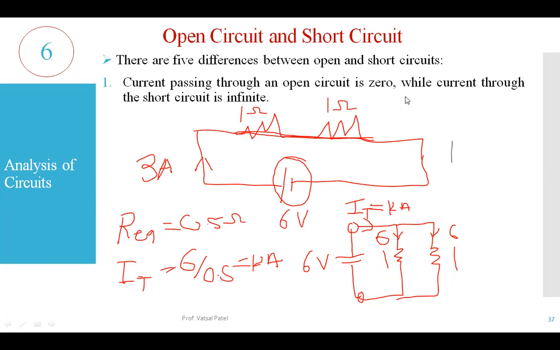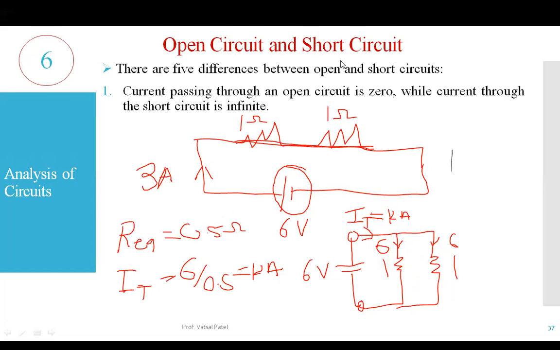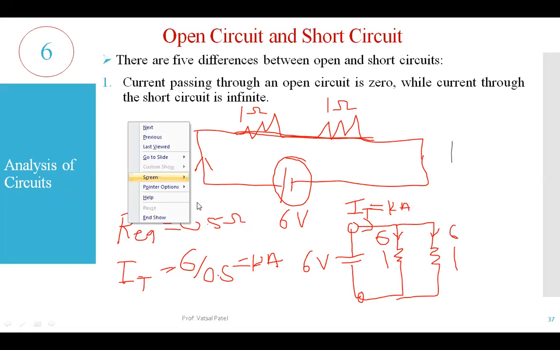So you can say that if you have short circuited both of the resistance, because of the internal resistance of the source, it will be flowing infinite values of the current. Understood? The source has some internal resistance value. So because of that, it will flow some infinite values of the current. That is, we can say, in the case of the short circuit phenomenon.